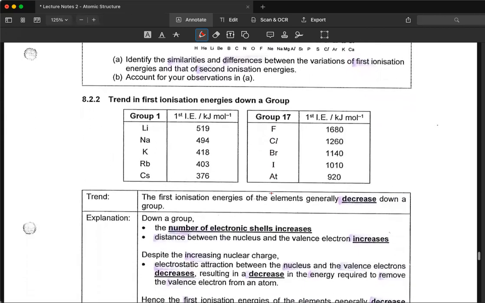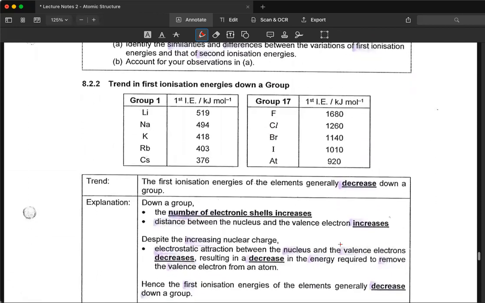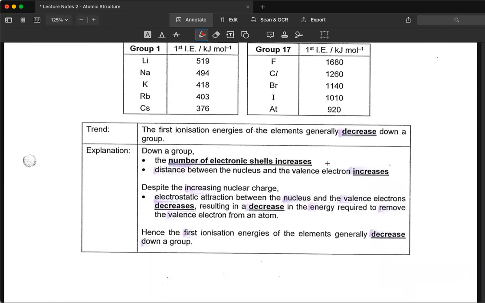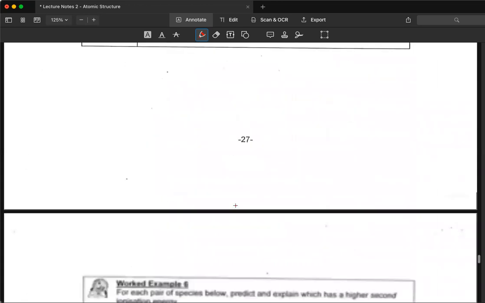Now, what is the trend in first IE down a group? So for group 1, the first IE in general decreases. Same for group 17. So in general, down a group, the reason is because the number of electronic shells increases. So the distance between nucleus and valence electron will increase. And despite the increasing nuclear charge, because as I said, this is a very significant factor, even more significant than nuclear charge, the electrostatic attraction between nucleus and the valence electron will decrease, which results in a decrease in energy to remove the valence electron from the atom. So the first IE in general decreases down a group.